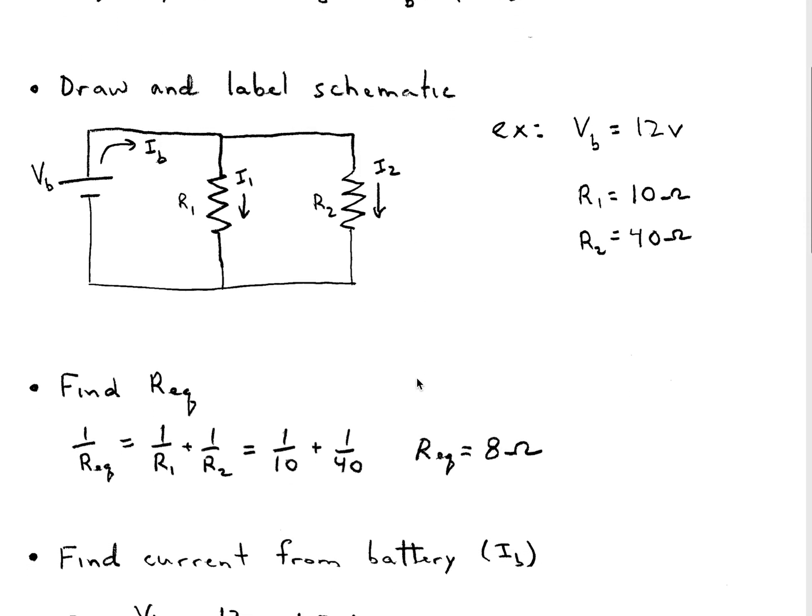The next step is to draw and label a schematic. Here I've shown the battery, the current from the battery, and two resistors hooked up in parallel. I'm going to use the following values to analyze this circuit.